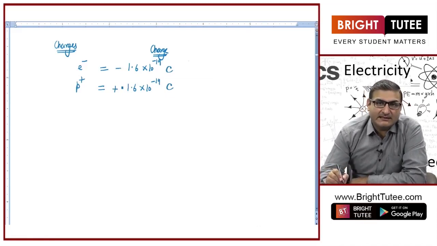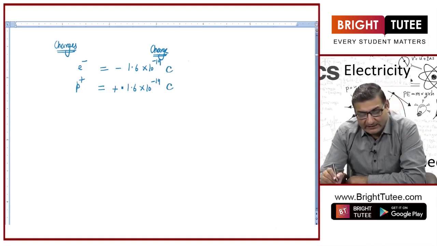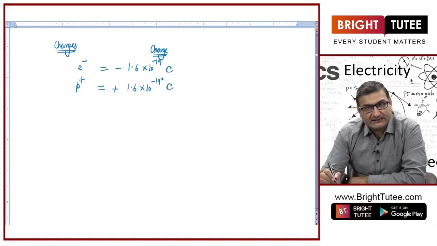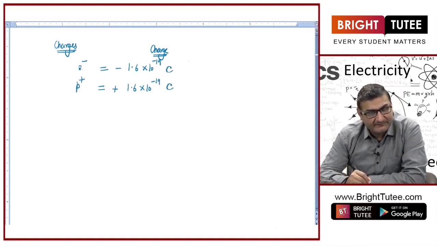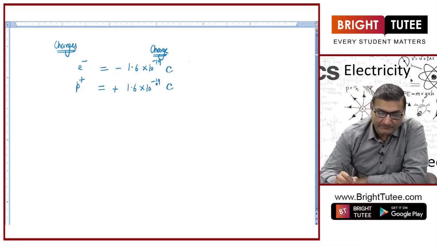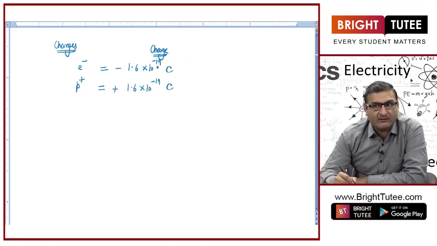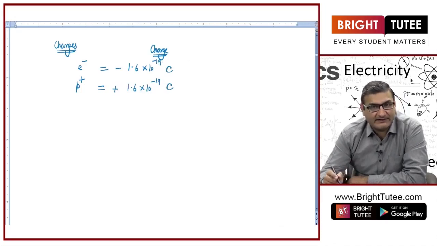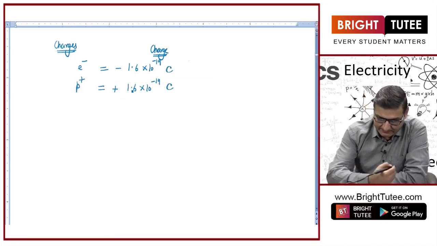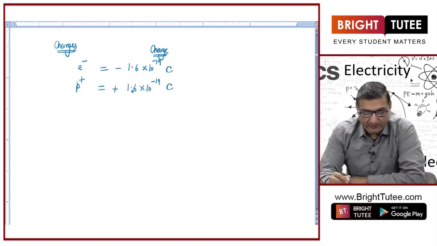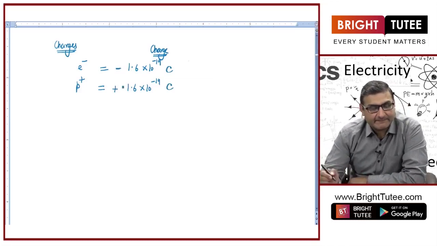Now, some students tend to make a mistake here. They consider that if it is an electron, the charge will be 10 to the power minus 19 coulombs, and in the case of protons, the charge will be 10 to the power plus 19 coulombs. That minus and plus are not on the power raised values, but in front of it. So, you need to make a distinction between them, that the charges are basically minus and plus for electron and proton, right.